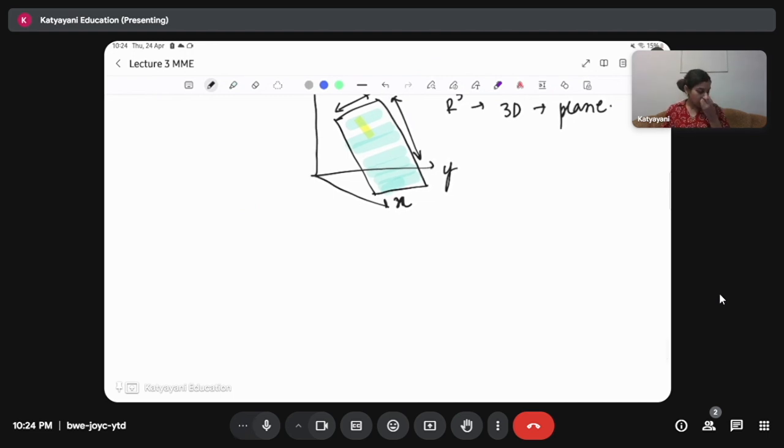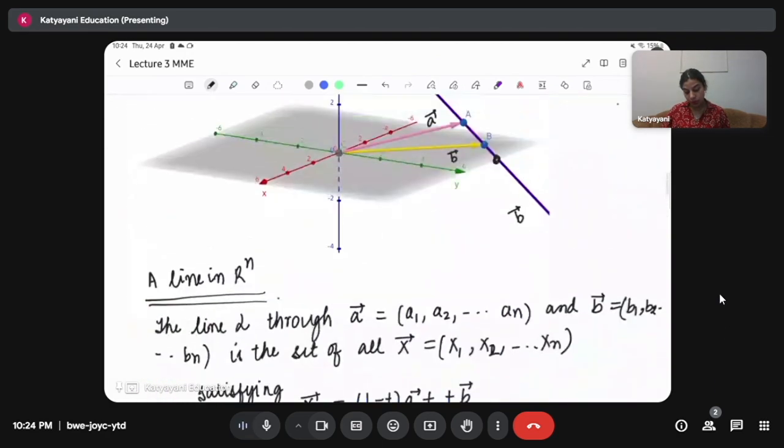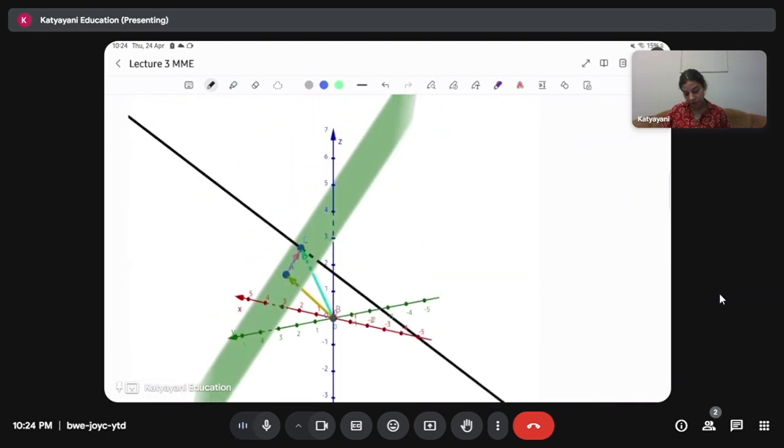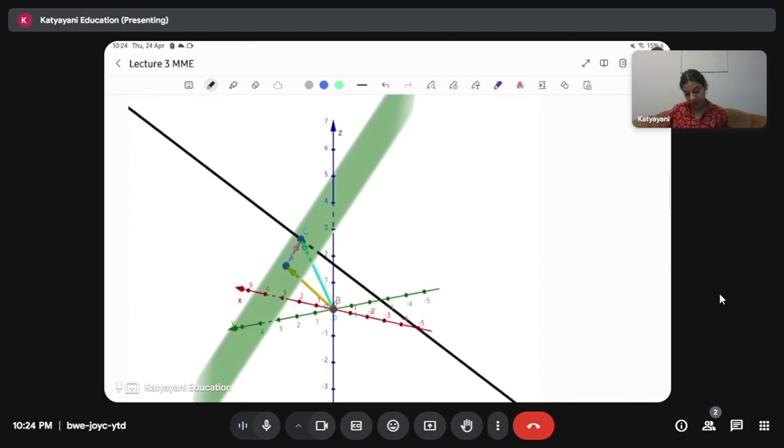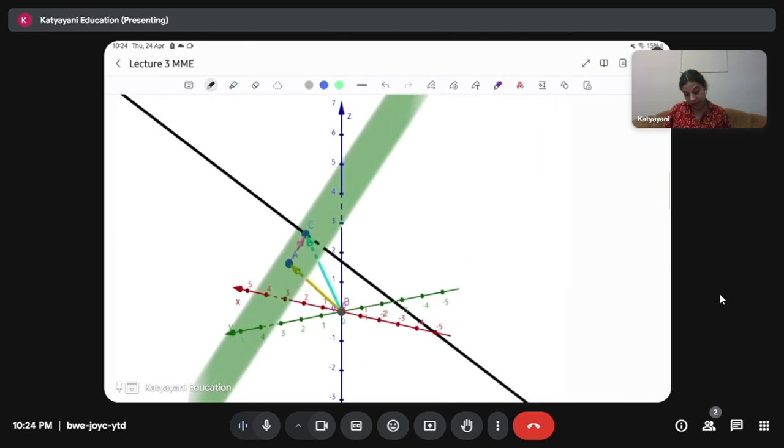Before that, suppose we have a three-dimensional figure, and in it a plane P. Let me show it to you with the help of a figure that I have drawn, so you can visualize it. You can see this is the x axis in red. In green I have my y axis, and in blue I have my z axis.